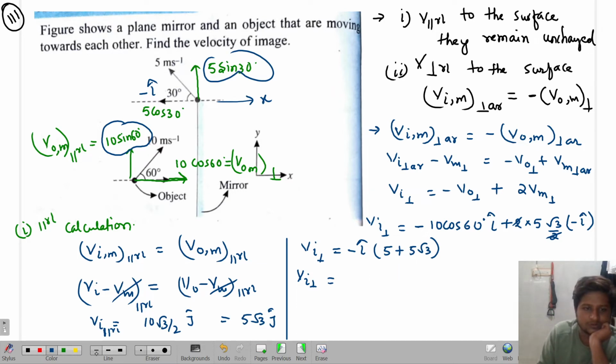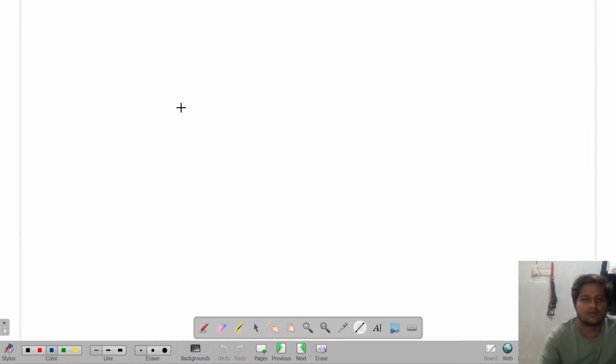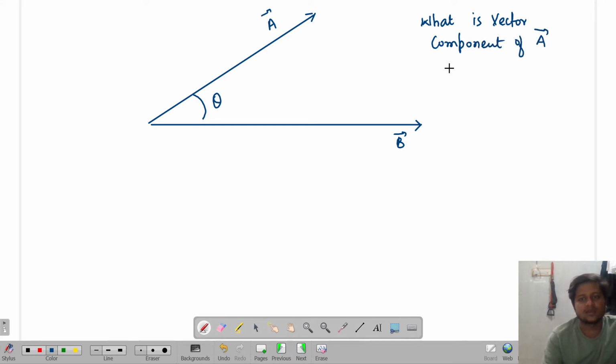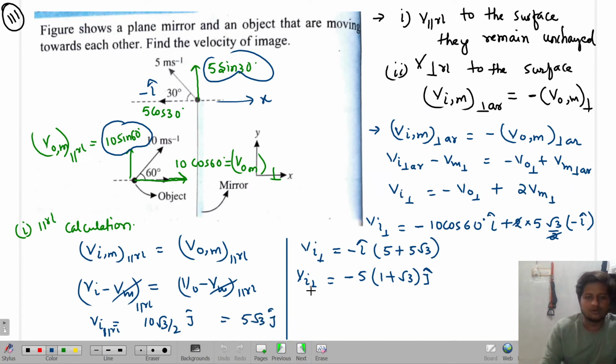Okay, so I can write it in terms of book language. Minus 5 common, they have taken, 1 plus root 3 j cap. Now if we know the velocity of I perpendicular and the velocity of I parallel, then what should be the answer? Gagan, that day you asked me one question. It is a question of JEE Mains only. Let's suppose you have one vector A and another vector B, and they are making some angle theta. What is the vector component of vector A along B? How to calculate? I'll show you after this. But first, try to go through this. So the velocity of I perpendicular is minus of 5, 1 plus root 3 j cap, I have got. Now the velocity of I parallel I have got.